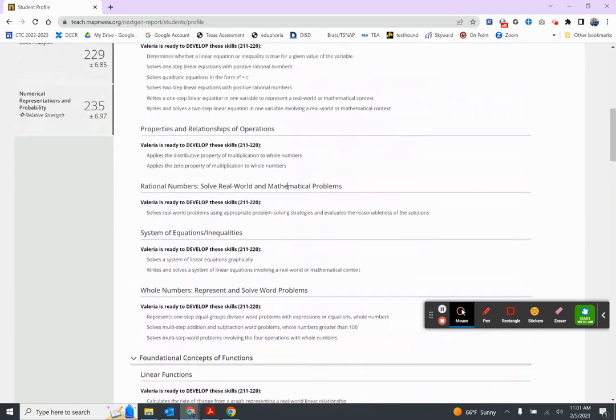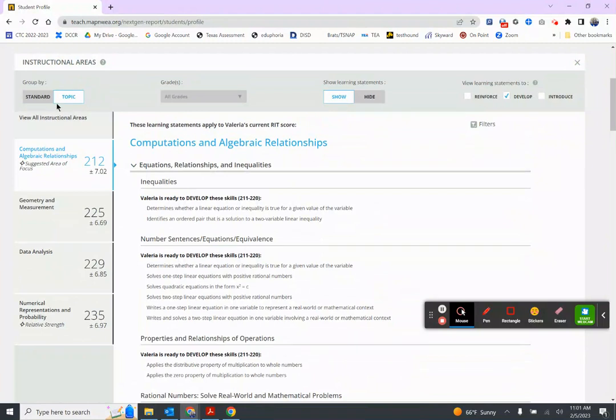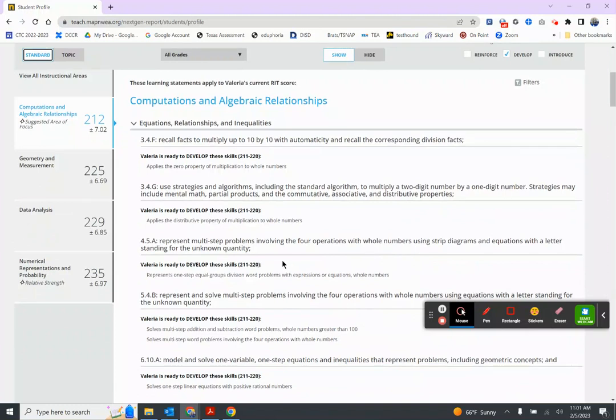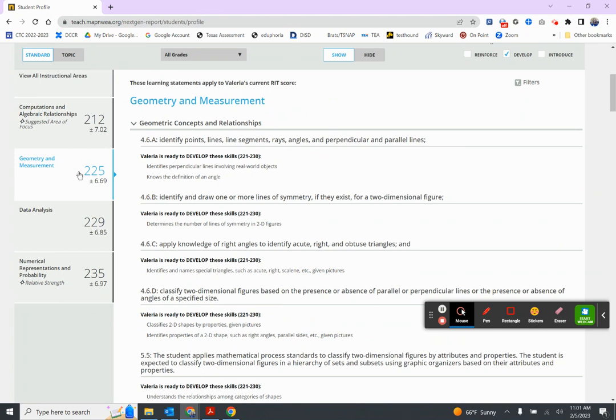Now we could also say, show it to me by standard instead of just topic. And it will give us our SEs so that we can go and pull our resources and know what to do. We know where the student needs to develop their skills, geometry and measurement, it does the same thing for us.